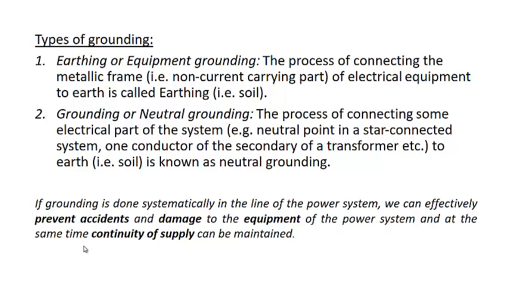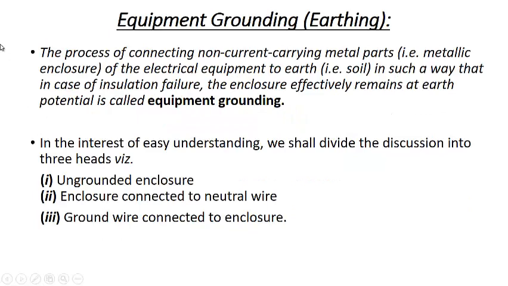This is very important. So let us have a little insight into earthing, equipment grounding. This is again the same definition: the process of connecting the non-current carrying part, that is the metallic enclosure or casing of the electrical equipment, to earth, that is soil, in such a way that in case of insulation failure, the enclosure effectively remains at earth potential, is called equipment grounding. Let us see how it remains at earth potential. In the interest of easy understanding, we shall divide the discussion into three heads: the ungrounded enclosure, the enclosure connected to the neutral wire, and the ground wire connected to the enclosure.